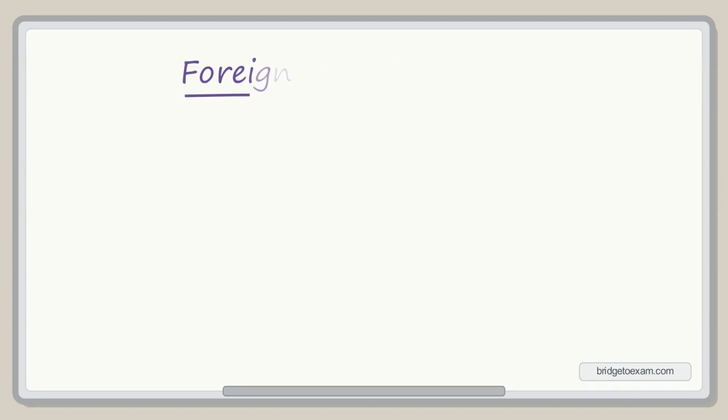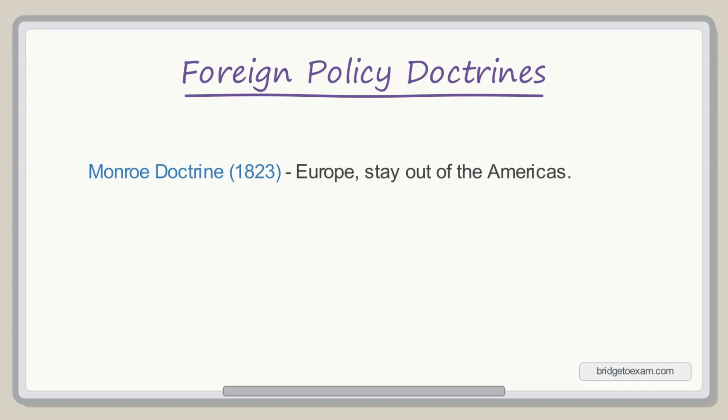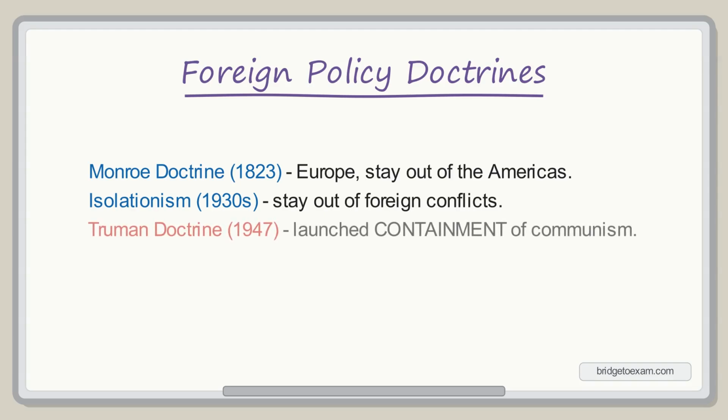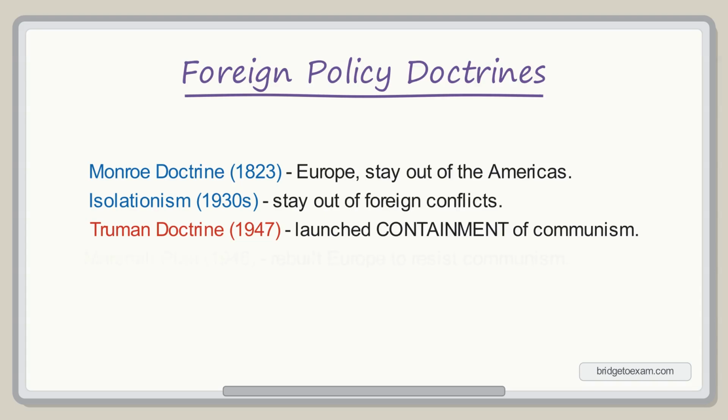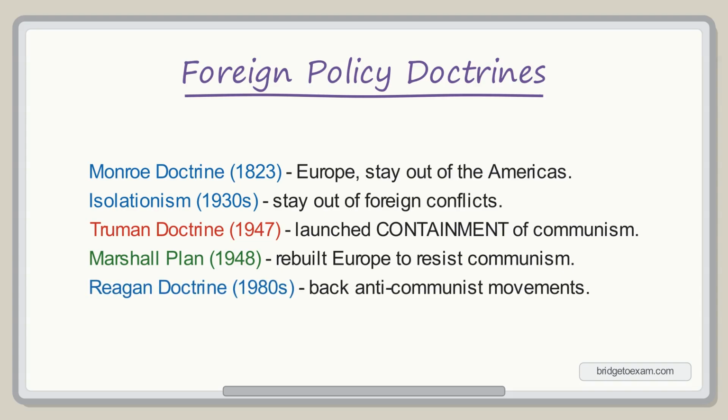A doctrine is a stated principle guiding U.S. foreign policy, and a few are heavily tested. The Monroe Doctrine in 1823 warned Europe to stay out of the Western Hemisphere. In the 1930s, isolationism meant staying out of foreign conflicts altogether. Then, the Cold War changed everything. The Truman Doctrine in 1947 launched containment, stopping communism from spreading. The Marshall Plan backed it up by pouring aid into Western Europe. And later, the Reagan Doctrine went further, actively supporting anti-communist movements around the world.